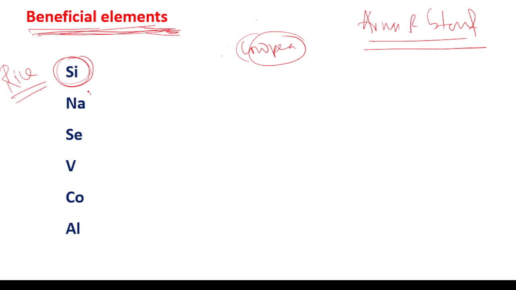Okay, like that: sodium, selenium, vanadium, cobalt, and aluminium. These six we call beneficial elements. You have to remember that. Okay, a question may be asked.